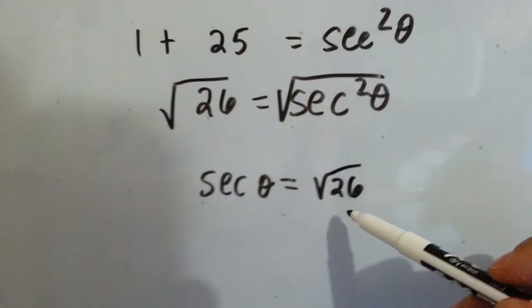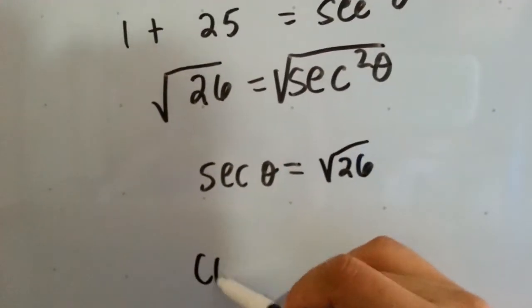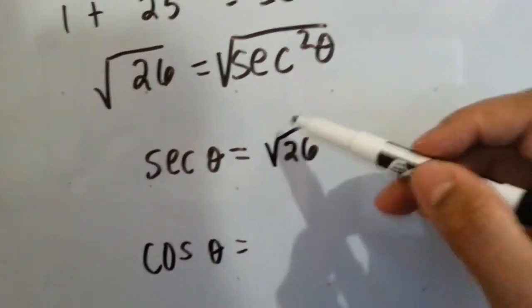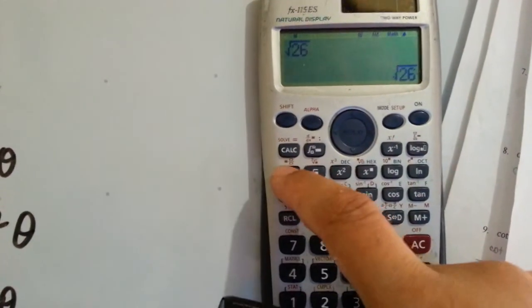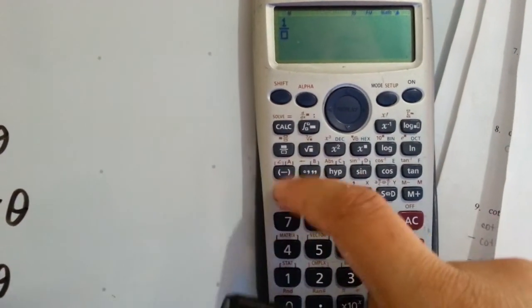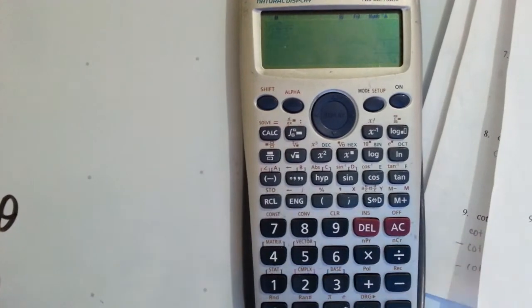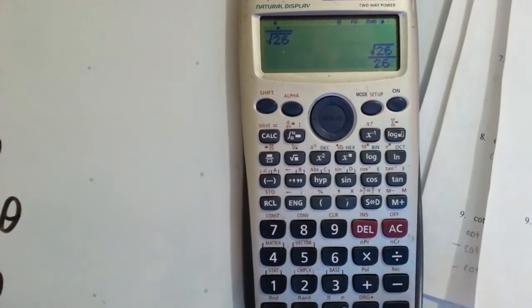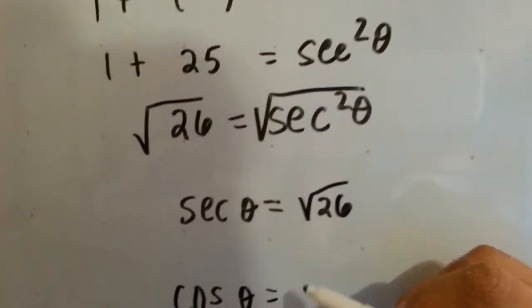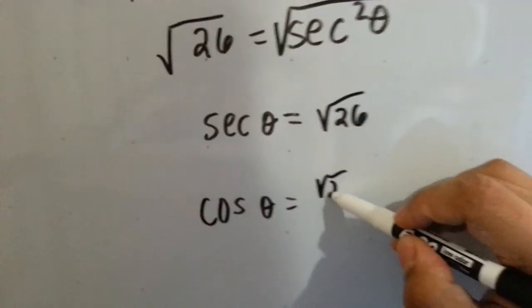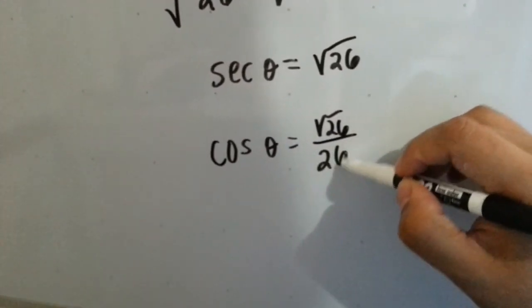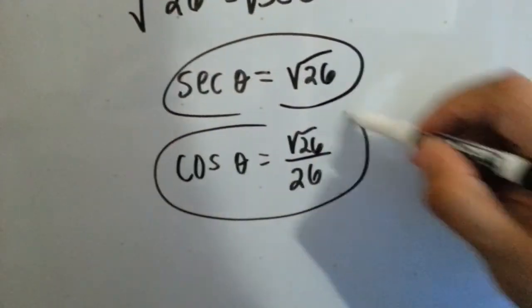So secant theta is the square root of 26, and cosine theta would be the reciprocal of this, or 1 over the square root of 26. Press enter, and you get square root of 26 over 26. So there's your secant and there's your cosine.